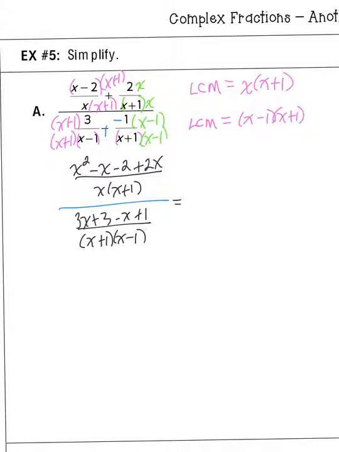And so then I'm going to keep change flip, and I'm going to collect like terms while I'm doing it. So I'm collecting like terms here. I'm keeping this fraction. So I get x squared, minus x and 2x gives me plus x, and then minus 2, all divided by x times x plus 1. And then instead of division, I'm going to multiply. And I'm going to flip this fraction and collect like terms at the same time.